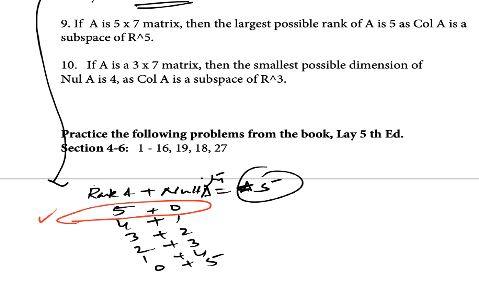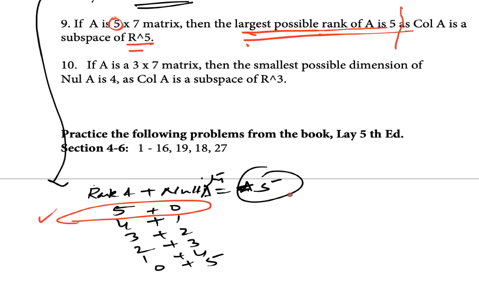Okay, so let's look at the ninth one. If A is a 5 by 7 matrix, then the largest possible rank of A is 5, as the column space of A is a subspace of R5. So in this scenario, we are having a different thing. If I have a 5 by 7 matrix, the largest possible rank is only 5. The reason is the column space is a subspace of R5.